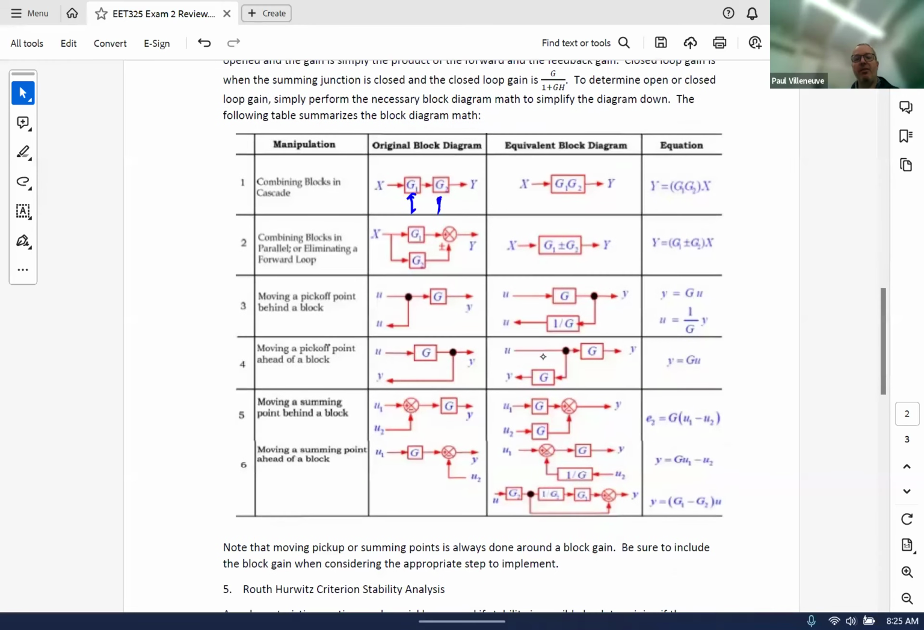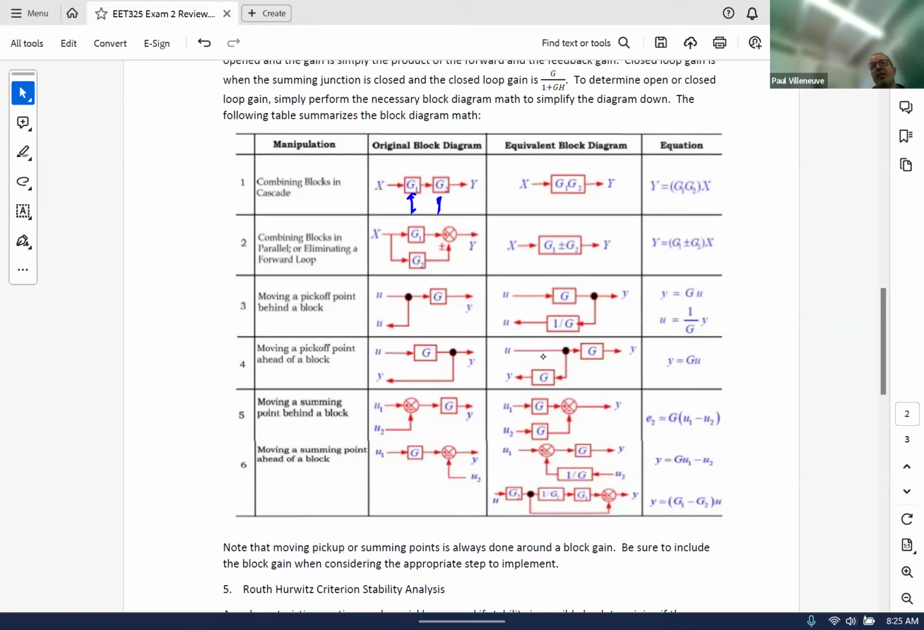So this is the process. This is one of the tables to go ahead and calculate that. So the first one, you put blocks in cascade, just multiply them together. If you add or subtract moving forward path, so this is just basically a parallel path, you add or subtract. If you're moving a pickoff point from the left to the right, or moving it behind the block, that pickoff point did not multiply by the gain. Once you move it past the block, now that pickoff point has been multiplied by the gain, so you get to divide it out to get the same results.